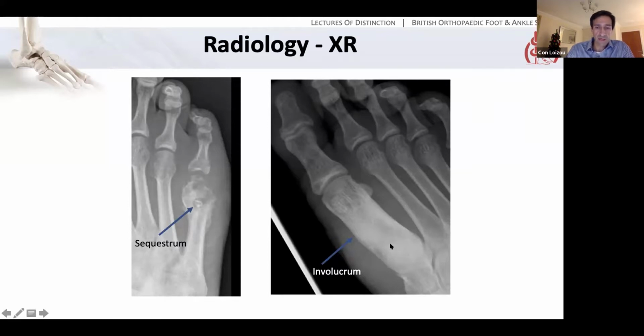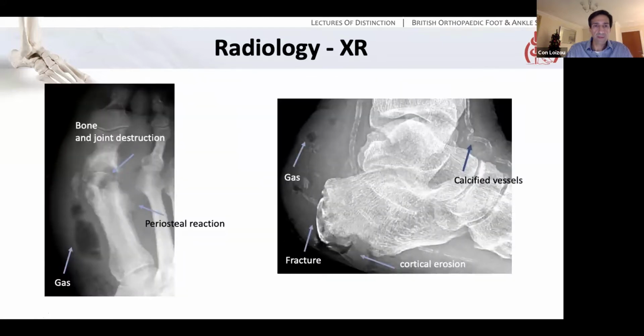Now, on the right, you can see a thickened, expanded first metatarsal and features of an involucrum, which is new healthy bone formation. Now, within the involucrum, there may be sequestra, and this will be your primary surgical target, not the actual involucrum itself. Now, a lot of the time you see quite extensive changes, such as in those 2 cases. We have gas in the soft tissue, you have periosteal new bone formation and reaction, you have joint and bone distraction, you have fractures, and you have cortical erosions.